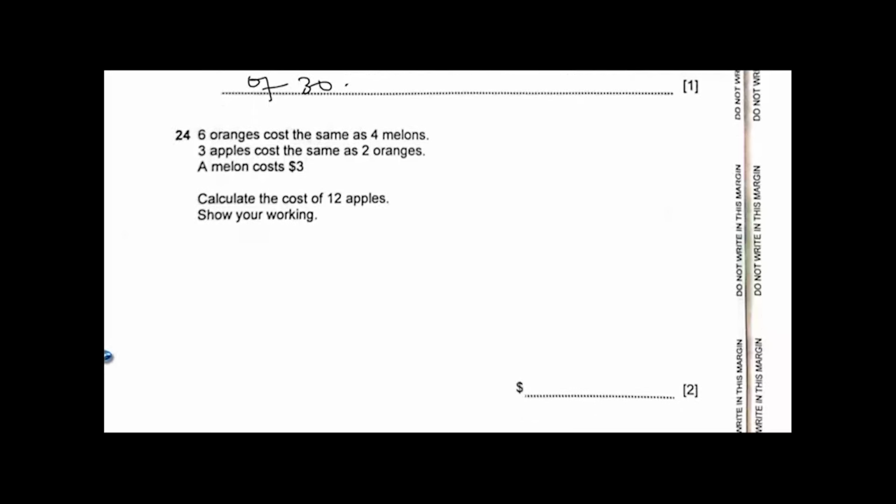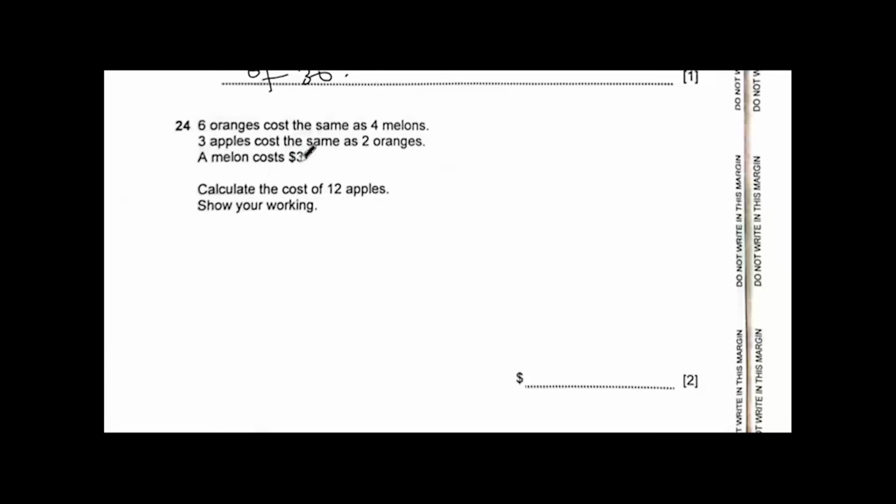That is question 24. 6 oranges cost the same as 4 melons. 3 apples cost the same as 2 oranges. A melon costs $3. Calculate the cost of 12 apples. Show your working. Let O be an orange, M be a melon, and A be an apple.